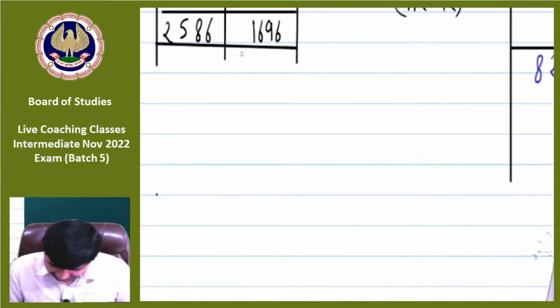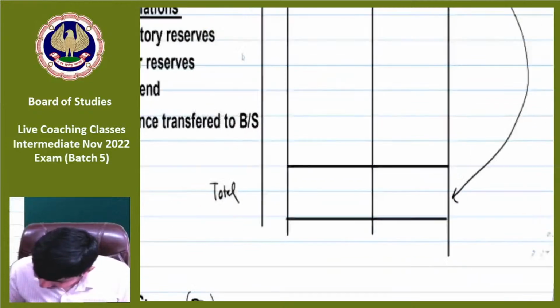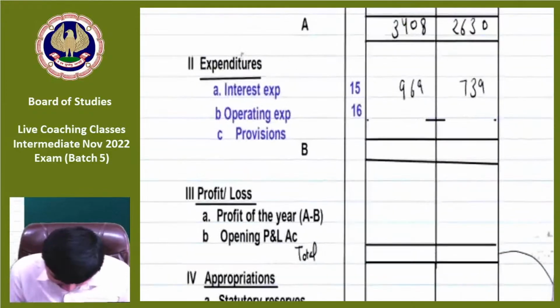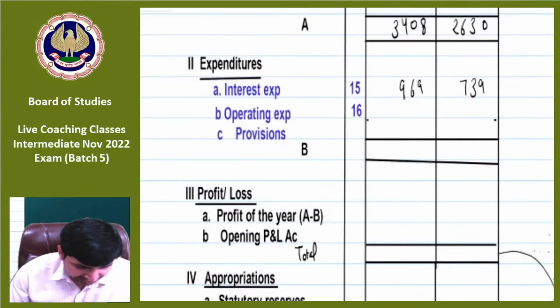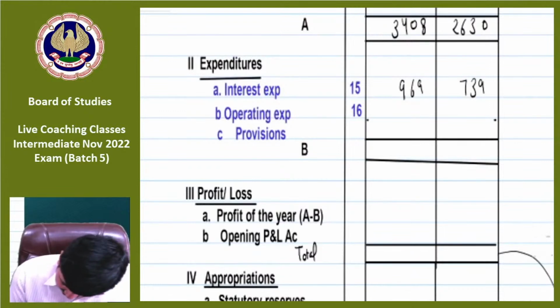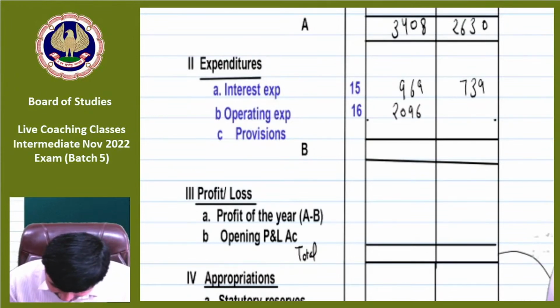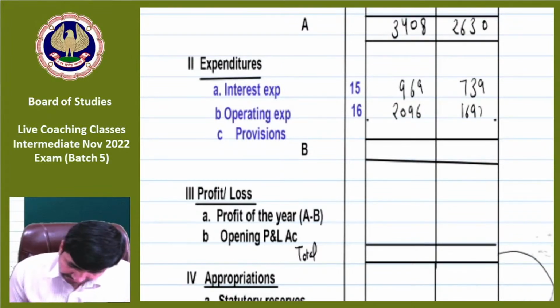Anyways, these are the experience. Over the time we get these. Now come to the point, beta. So these are the figures. What is the figure? 2096 and then 1697. And what was the provision, beta?